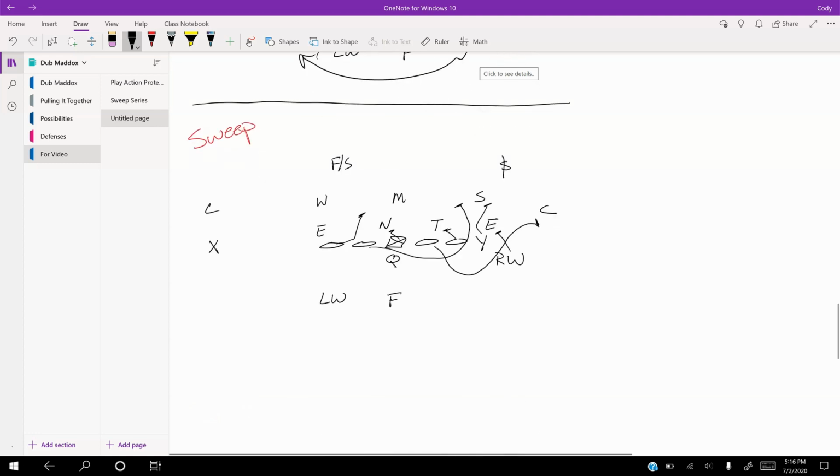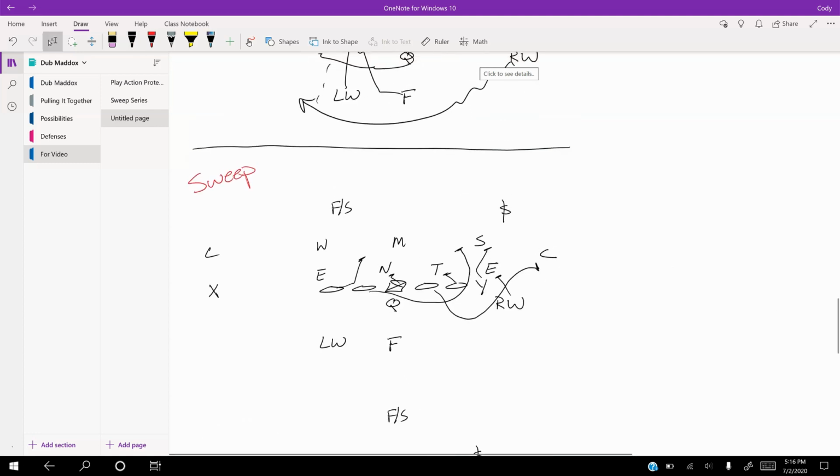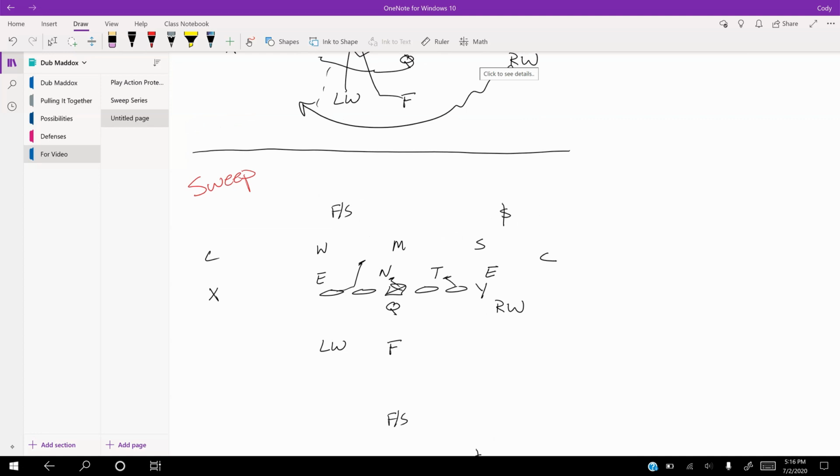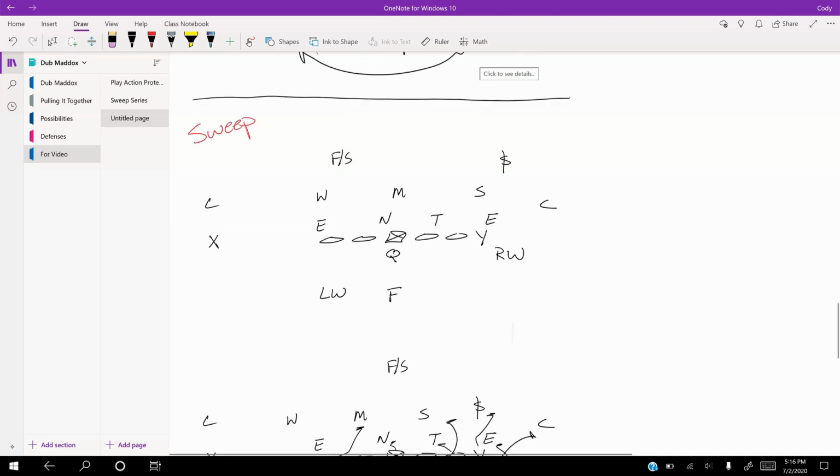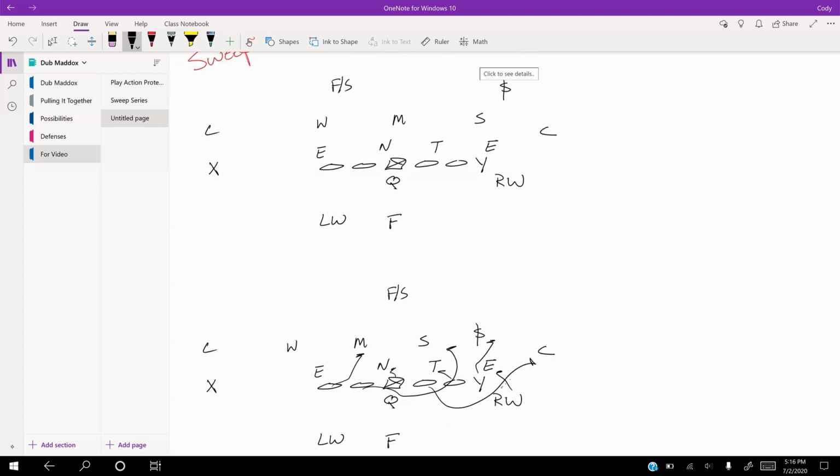All right, whoop, I did not delete some of these. My bad, guys. I thought I deleted these. Maybe I will get that deleted in the editing process.